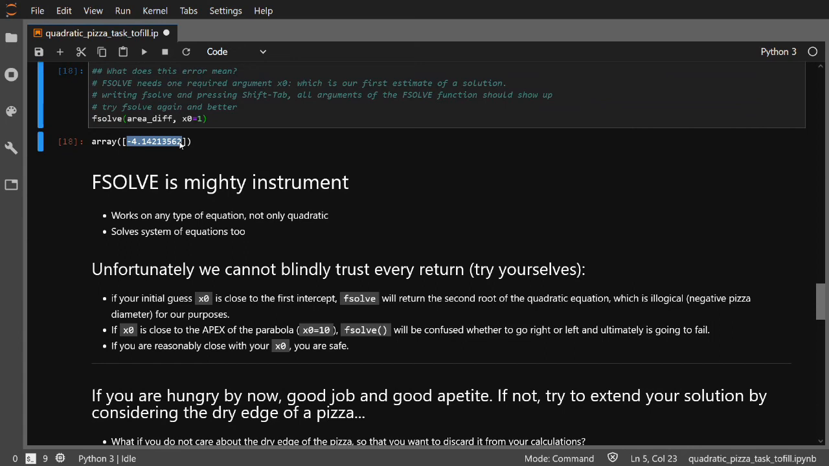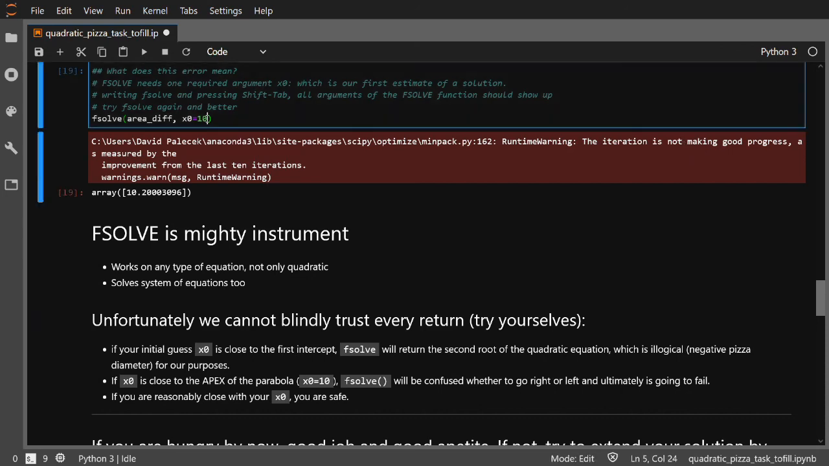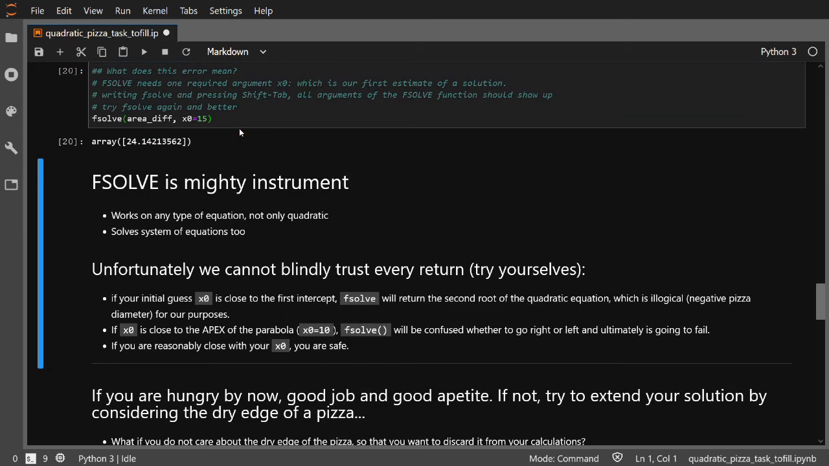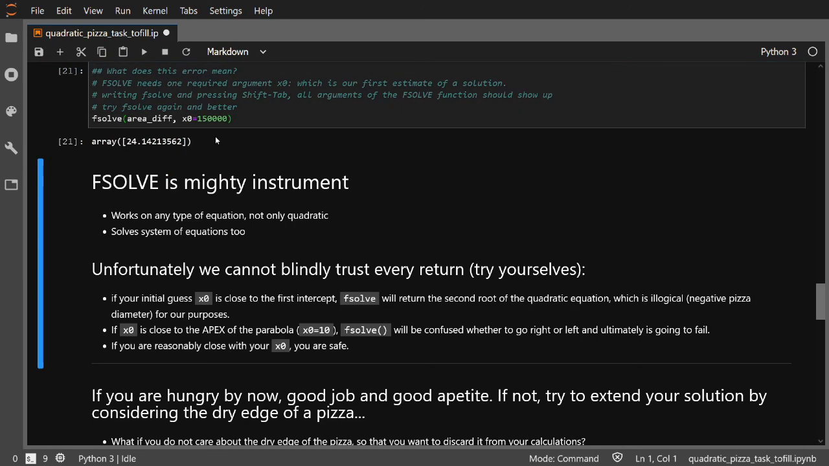If we are very close to the bottom of the parabola, we will get an iteration error or warning because fsolve will be confused. It's at the bottom of the parabola, and if it goes left or right, it cannot distinguish which way is better, so it will get stuck. And when we are close to our desired root, we will always get the right solution even if we start from very high values. So you should always be aware of this catch, and the best way to avoid any problems is to have some idea of how your function looks and what reasonable solution you expect.